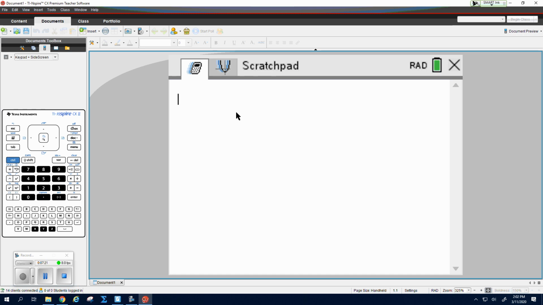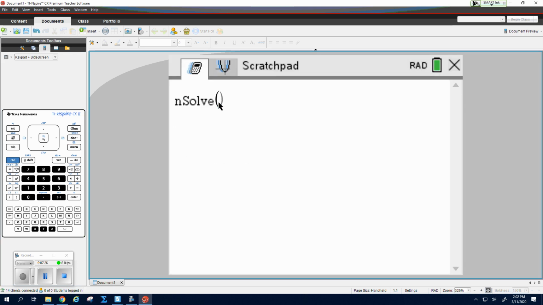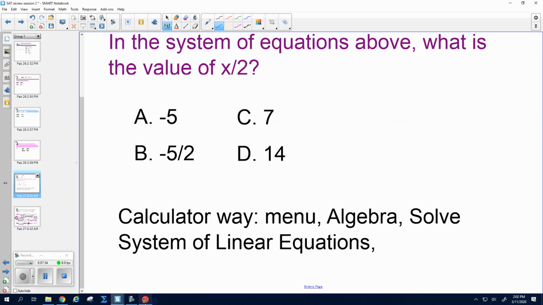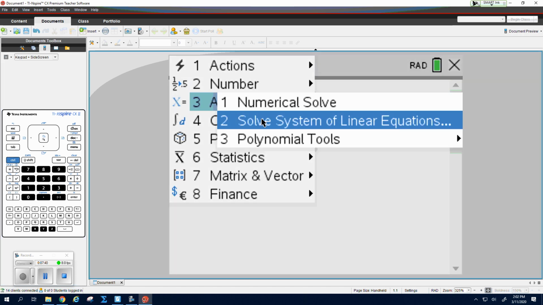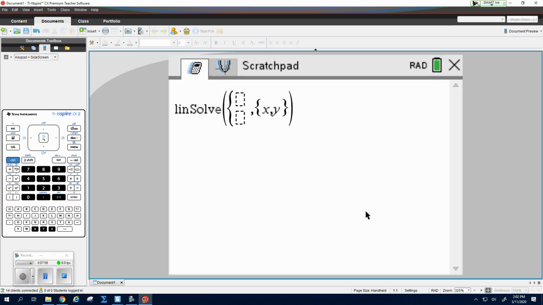Everyone on the blank screen. Go to menu, then algebra, and then system of linear equations. So menu, algebra, solve system. Is everyone here? Okay, cool. So 2 equations. That's what I have. You can do as many as 3, 4. It goes up to like 10. X, Y. Press OK. We're literally going to type in the equation.